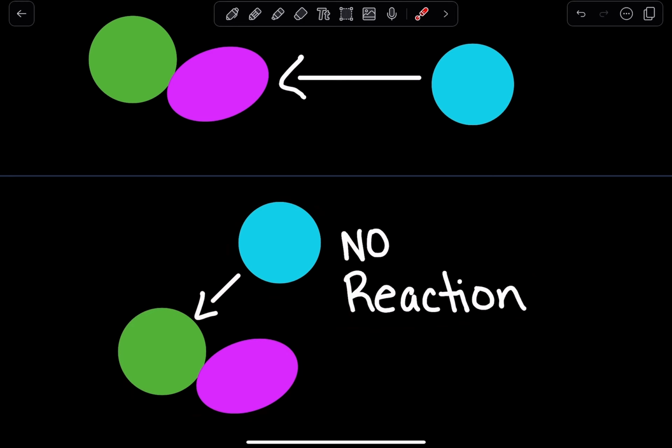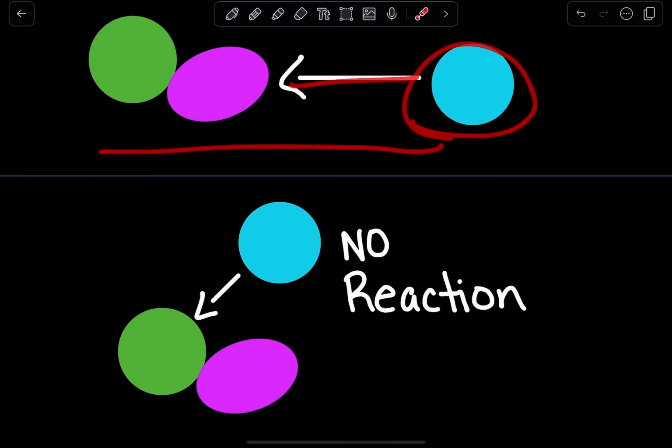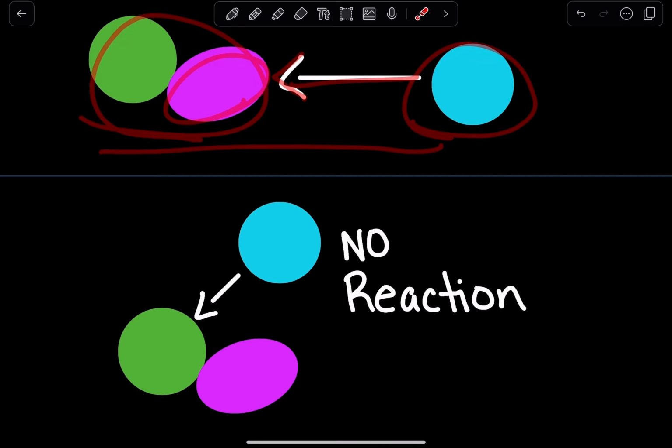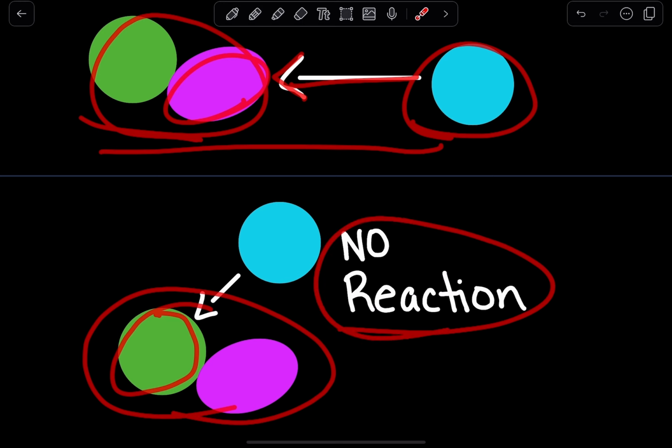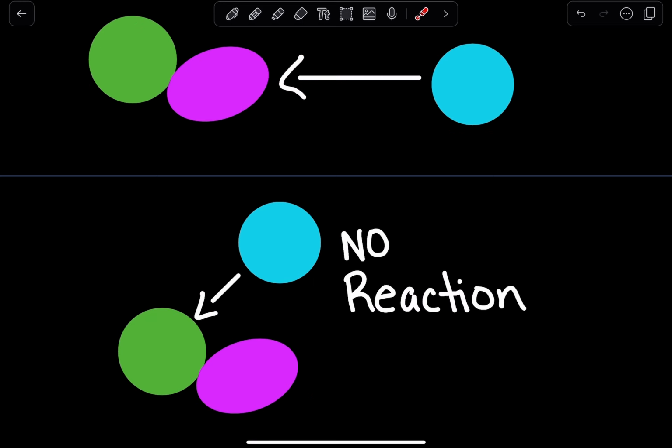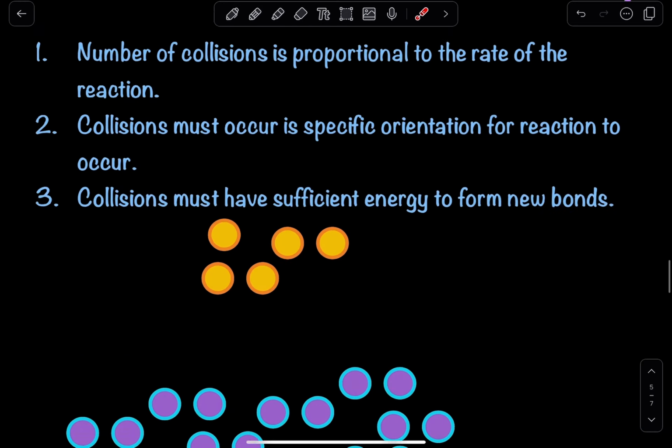occur. And why is that? Because according to the second postulate of collision theory, molecules must collide in specific orientations in order for a reaction to occur. So in this reaction, the blue molecule has to collide on the purple end of this overall molecule. If it collides on the green end of this overall molecule, the reaction will not occur. So we have to have specific orientations.